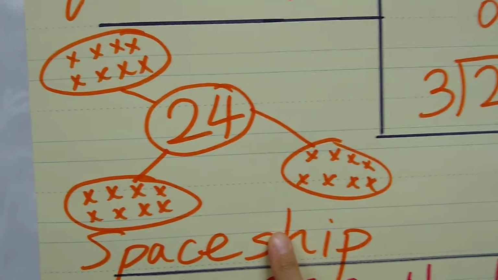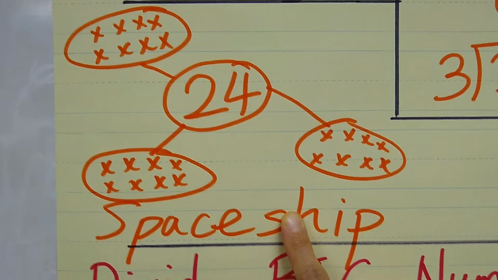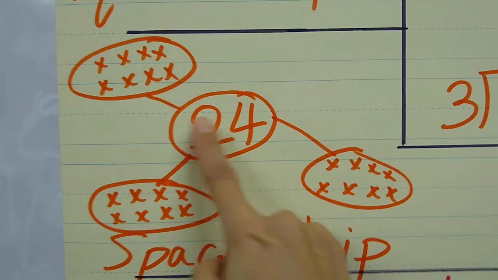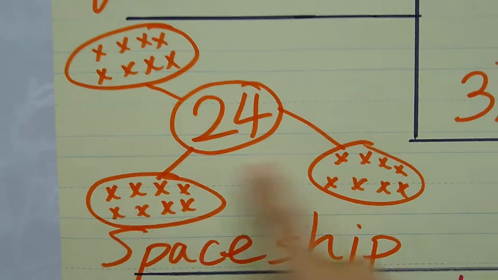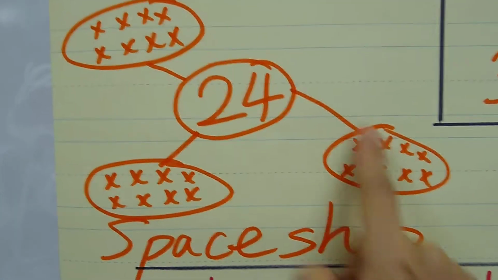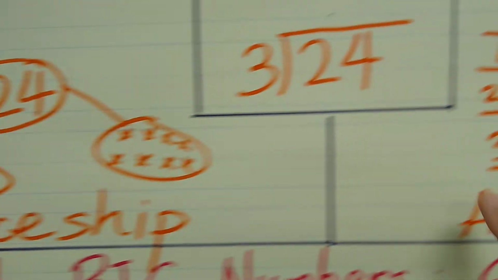This is the Spaceship, which is basically the same thing as equal groups, except we make it more interesting, more fun. So you put 24 in the middle. Because we are dividing by 3, you go 1, 2, 3. You have 3 arms and divide them equally. 1, 2, 3, 4, 5, 6, all the way to 24. Then you will find out there are 8 in each group.